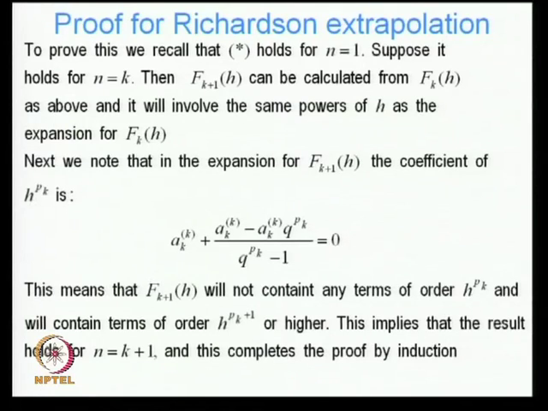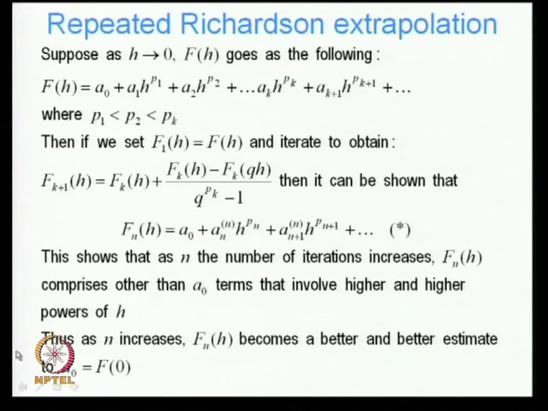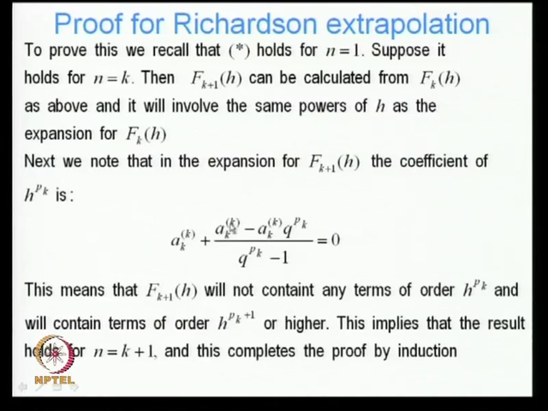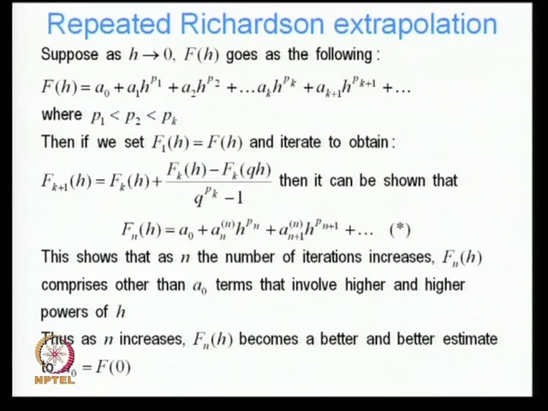I know that the leading order term in Fk is given by H to the power Pk. Let us find out what is the coefficient in Fk plus 1 of H to the power Pk. Well, it turns out that it is like this. H to the power Pk will have Ak in front, so that will be Ak, the coefficient, minus Fk of QH.